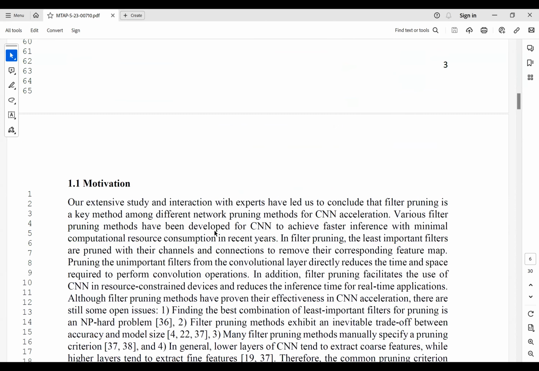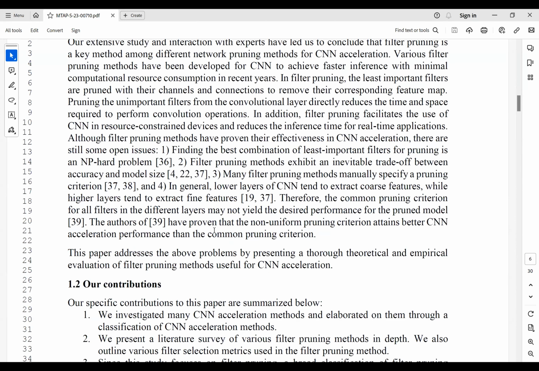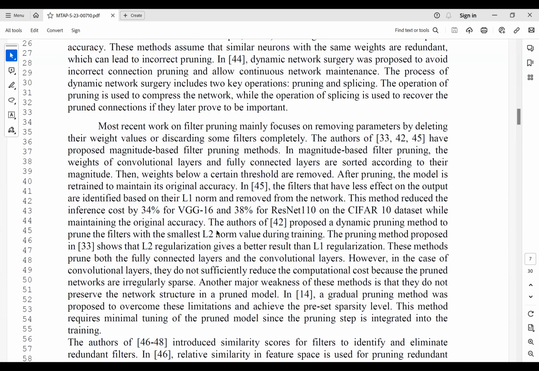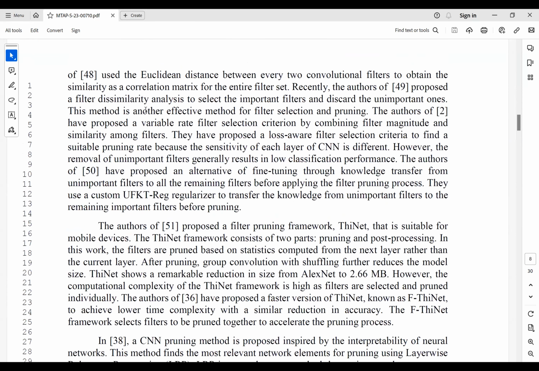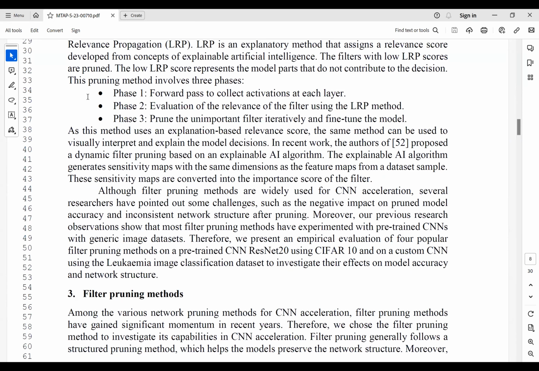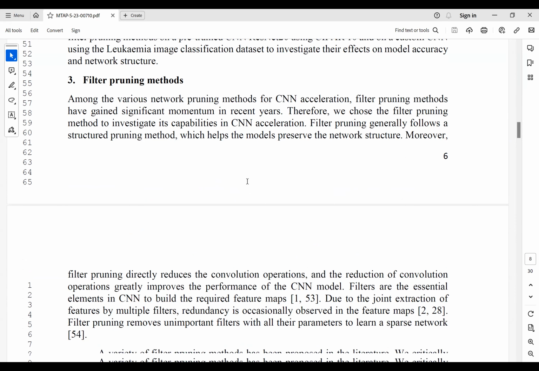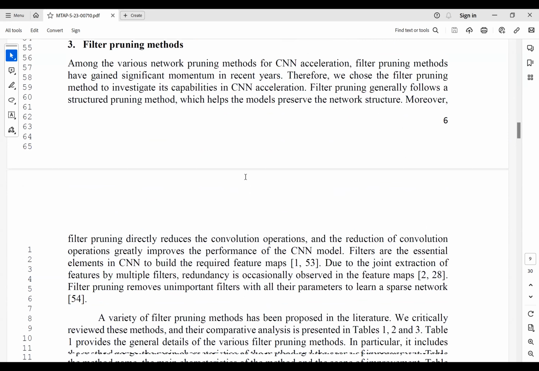Because this paper focuses on filter pruning, I'll show you, just a second, a diagram which shows all the filter pruning methods. Now here you can see that this is a section on filter pruning. Pruning includes three types of pruning: filter pruning, channel pruning, and connection pruning. As this paper focuses only on filter pruning, here you will see that even in filter pruning, there are several methods.